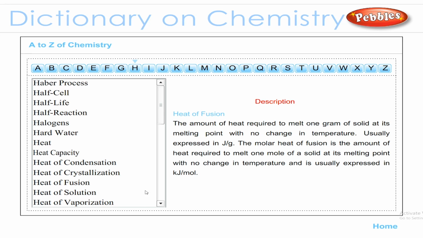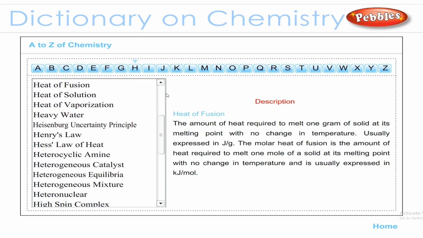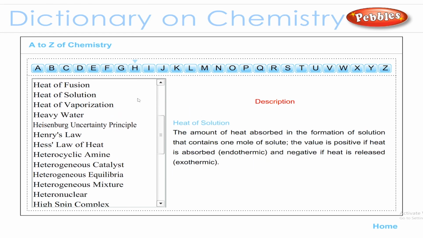The molar heat of fusion is the amount of heat required to melt 1 mole of a solid at its melting point with no change in temperature and is usually expressed in kilojoules per mole. Heat of solution. The amount of heat absorbed in the formation of solution that contains 1 mole of solute. The value is positive if heat is absorbed, that is endothermic, and negative if heat is released, that is exothermic.